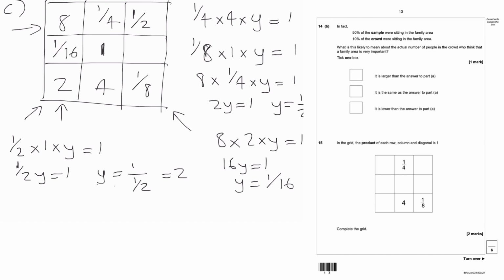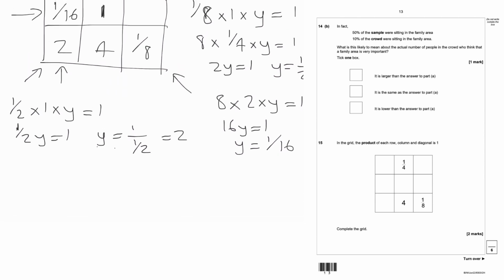And we can finish up now. And I'll finish up with this row here. Just go down for a bit more space. So we have 1 over 16 times 1 times y equals 1. So we have 1 over 16y equals 1, which means y equals 1 over 1 over 16, which equals 16.